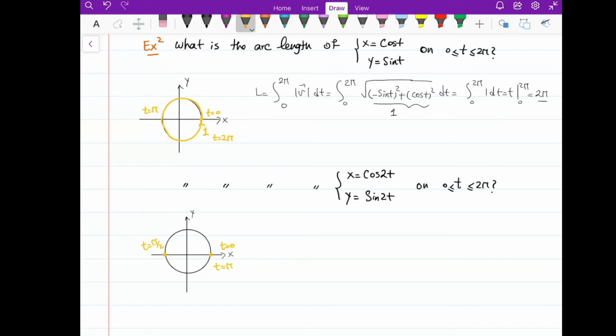At t equals pi, plug in pi, I get 1 and 0 here. So as you see, from 0 to pi, we move around the circle one time. After pi, I go to 3 pi over 2 and then to 2 pi. So it moves along the circle twice, if you pay attention to that. But what do you think about the arc length? What do you expect to get? It should be twice the first one, right?